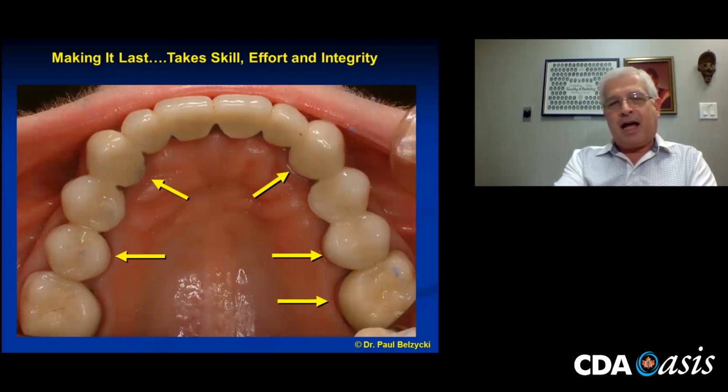And making it last, and hopefully a lifetime, takes a lot of skill, effort, and integrity to nail those margins down. That delicate interface I was telling you about between the artificial material and the tooth, and the placement of that margin so that it is harmonious with the soft tissue so that the patient doesn't have problems with this during the course of a lifetime. So the fit and finish takes a lot of work.